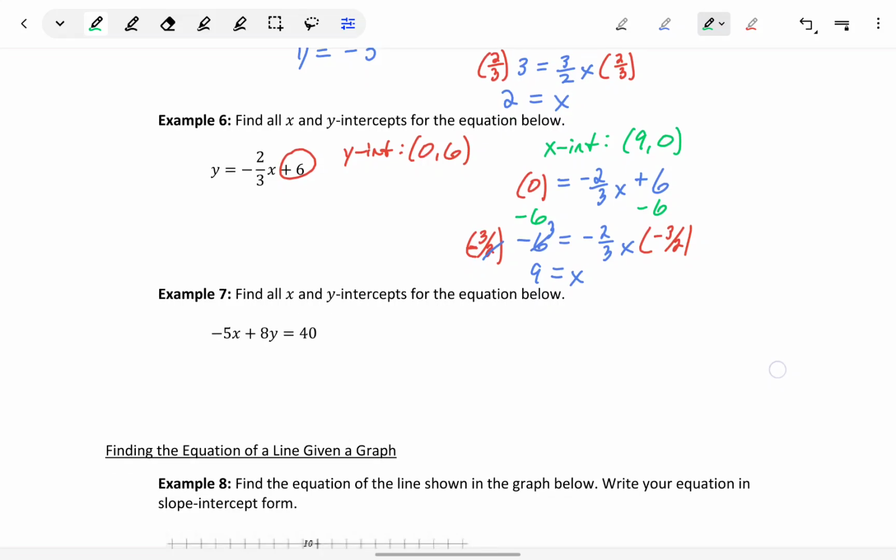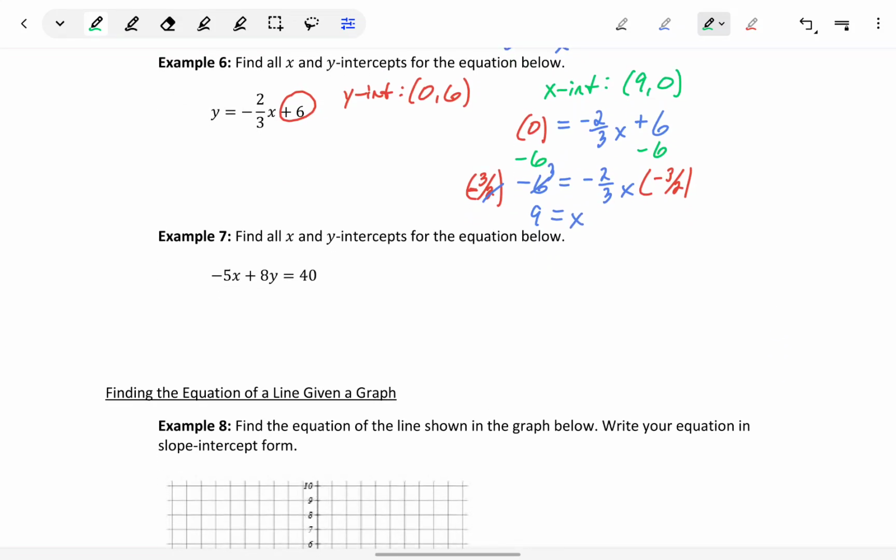Now in example 7, we don't have the shortcut like we had in examples 5 and 6 for finding our y-intercept because this equation is not written in slope-intercept form. That gives us two ways to approach this. We could first solve for y. We could rewrite this equation in slope-intercept form, or we could just tackle it more directly. And that means that in order to find the y-intercept, we would set the other variable, x, equal to 0.